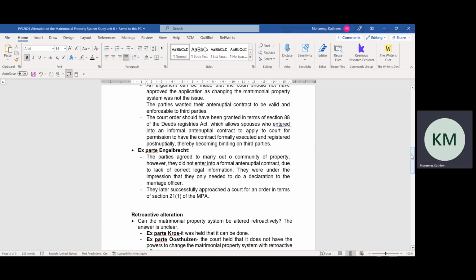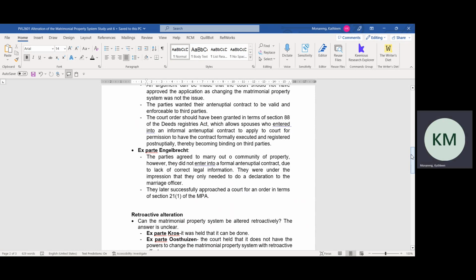So accordingly, the court order should have been granted in terms of Section 88 of the Deeds Registries Act, which allows spouses who entered into an informal antenuptial contract to apply to court for permission to have the contract formally executed and registered postnuptially, in other words, after they have gotten married, in order for it to be binding on third parties.